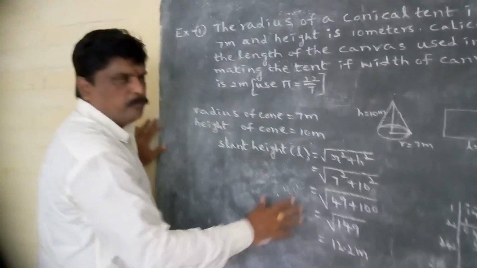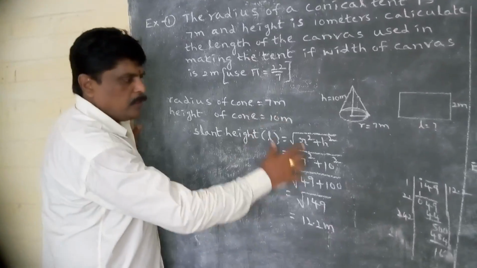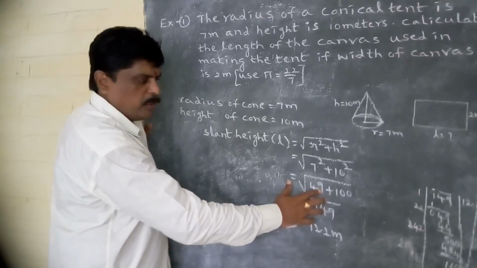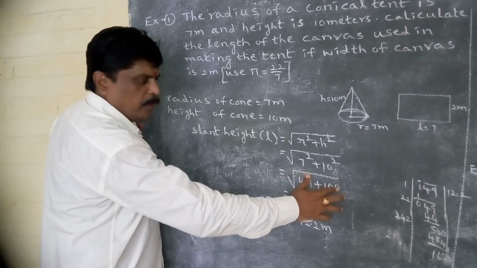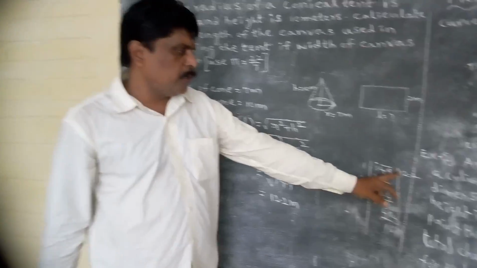What is the formula for slant height? l is equal to root r square plus h square. Here r is 7, square, plus h is 10, square. 7 sevens are 49, plus 10 squared is 100. 100 plus 49 is 149. But you have to find the square root of 149 here.